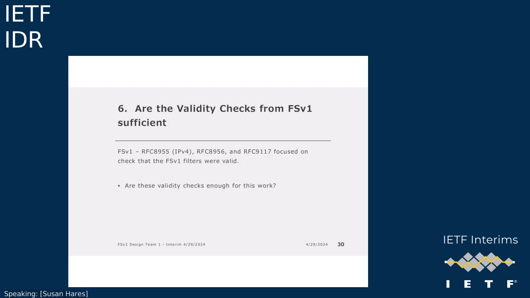Are validity checks from FlowSpec v1 sufficient? I spent a lot of time as an author, reviewer, editor and shepherd on RFC 9117, checking the validations for FlowSpec v1. The first two have strong validations, and 9117 provides some looseness inside of a single administrative domain for FlowSpec. But if any of you has any indications regarding these validity checks, let us know. Now, the validity text is difficult to read because it's very specific.